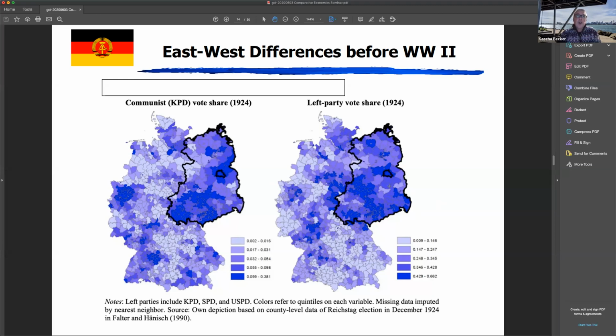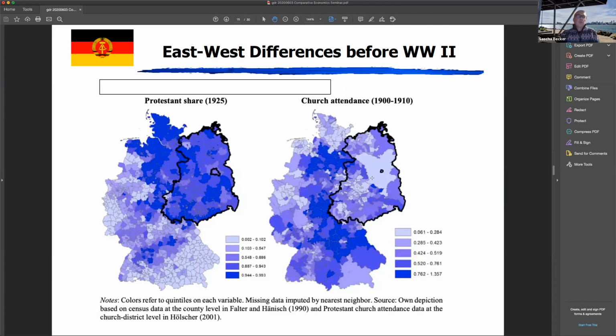We can also go beyond the communist vote share and add also the SPD, the Social Democrats, and the USPD, a split of the SPD. And also there we find substantial differences when we look at that more aggregate left-wing vote in the East compared to the West. Then moving on to what we package under the label of culture, we look at the share of Protestants in the East compared to the West, because a growing literature on religion economics has shown that religious denominations influence economic behaviors.